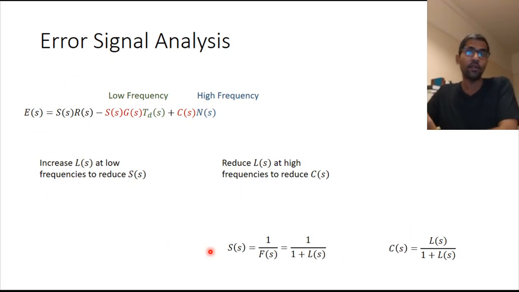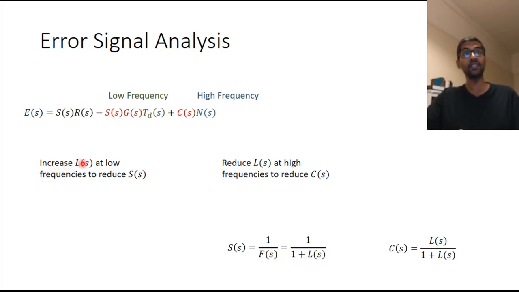Now, luckily, in most cases, the disturbance and the noise are not at the same frequency, they are at different frequencies. So the noise is a high frequency signal, while the disturbance is usually a low frequency signal. And what this means is that you could choose S in such a way that it is very low at low frequencies, and when S is very low at low frequencies, C will be very high at low frequencies. But then you can make sure that C becomes very low at high frequencies so that the noise also reduces. And at that time, at high frequencies, S will be high, right?